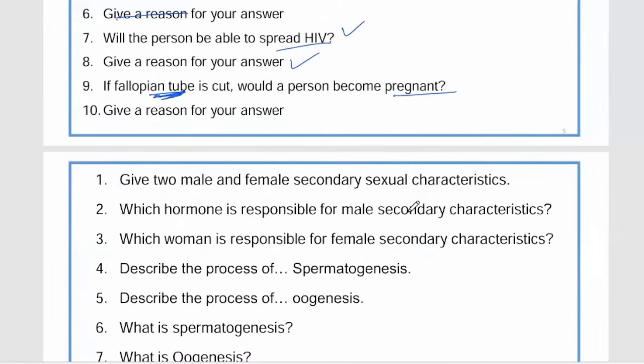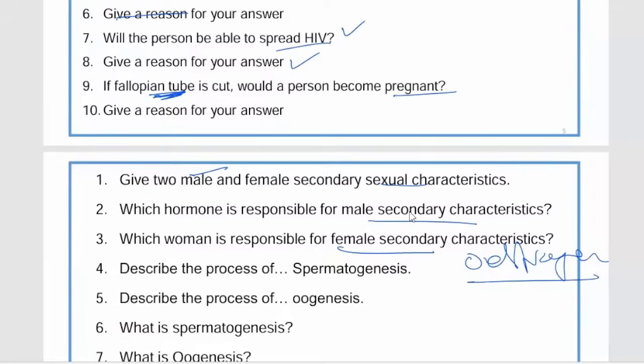Give two male and two female secondary sexual characteristics. Males, talk about the voice, the beard, the hair in the armpits, pubic hair. The same story for the females, but you can add onset of menstruation and development of the mammary glands, that is the breast. Don't call them boobs. I know you guys like to call them boobs, not in life science. They're saying, which hormone is responsible for male secondary sexual characteristics? It is testosterone, and for female, it is estrogen.